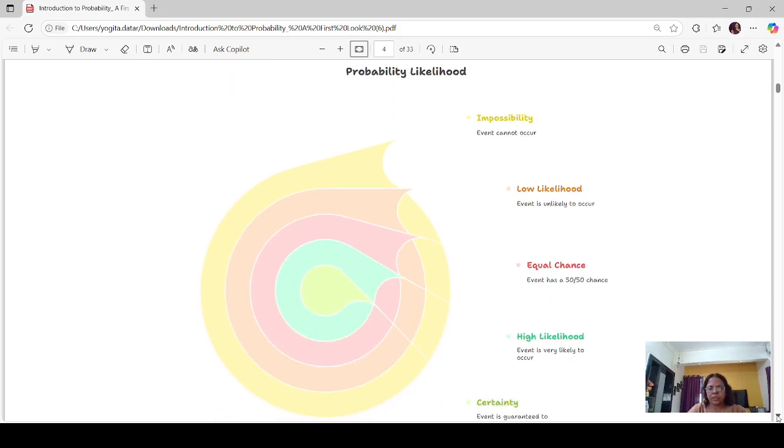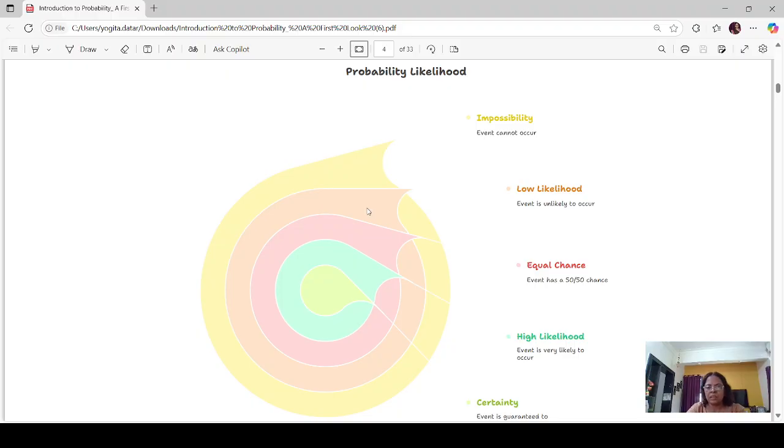Now this picture will clarify the value of probability and the type of event associated with it. Here in the innermost part, this is the probability 1. What does it indicate? It indicates a certain event, a sure event. This green part indicates high likelihood, meaning if the probability is less than 1 but near to 1, then the event will almost occur. Now the next region is for equal chance, that is 50-50.